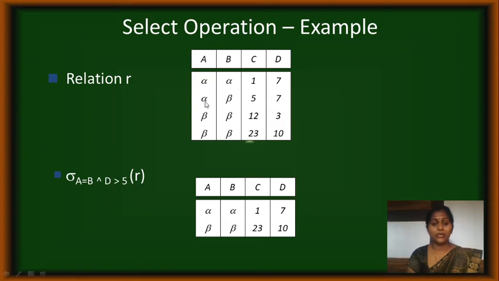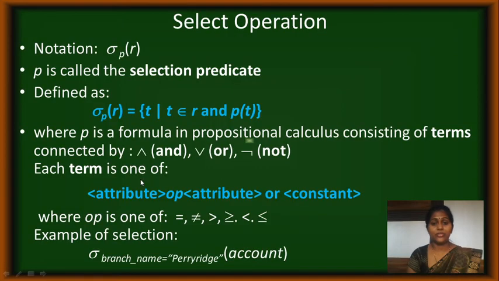Check the second one, whether column A is equal to column B. No. Then this is not going to be retrieved. Check the third one. Yes, column A is equal to column B, and also check D greater than 5. No. Then this is also not going to be in the output. Next, column A is equal to column B. Yes. Then what is the D value? 10, greater than 5. Thus you can retrieve this also. So the select query retrieves these values based on this predicate on the relation small r. Understood?